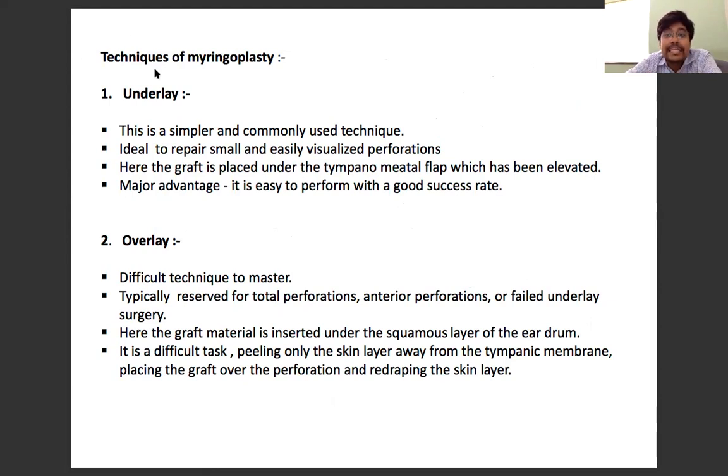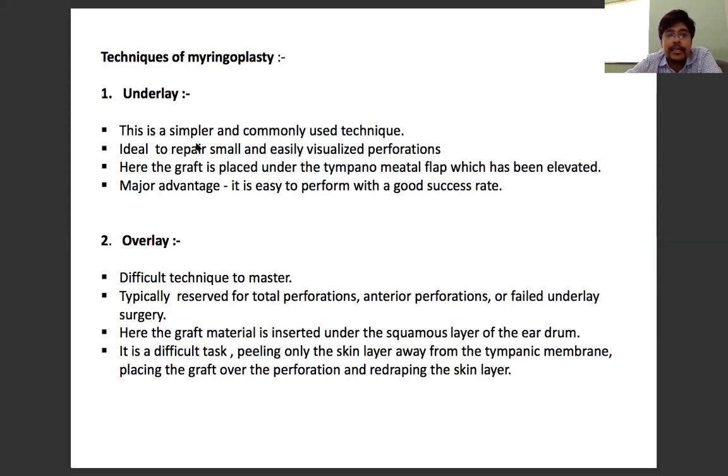Now what are the techniques? Which are the techniques to do myringoplasty? There are two techniques, underlay and overlay. The name itself suggests it. Under means we are laying the graft under. Under what? Under the annulus. Overlay, we are laying a graft material which is not under the annulus, it is over it. That's why we call it the overlay technique.